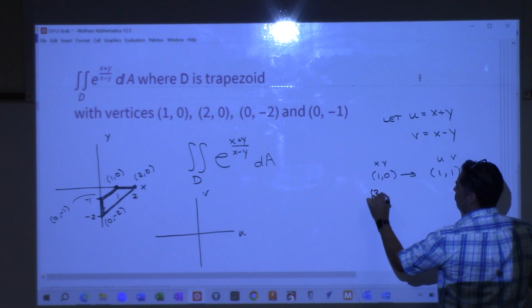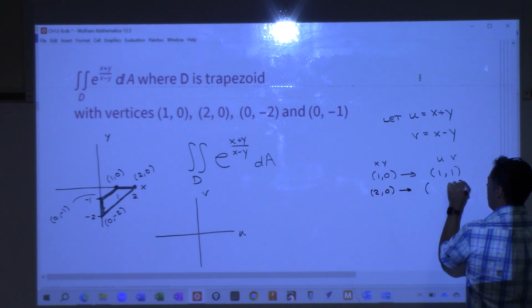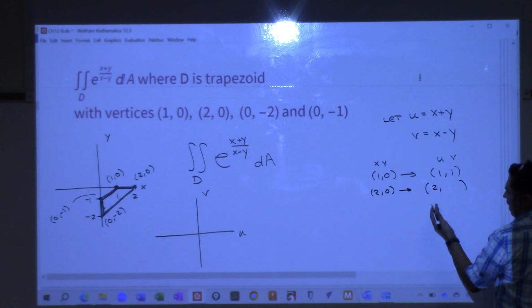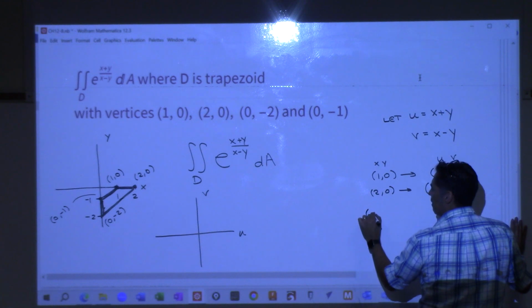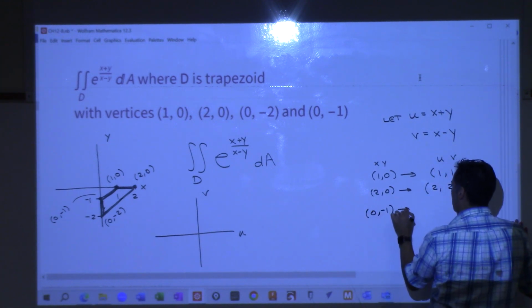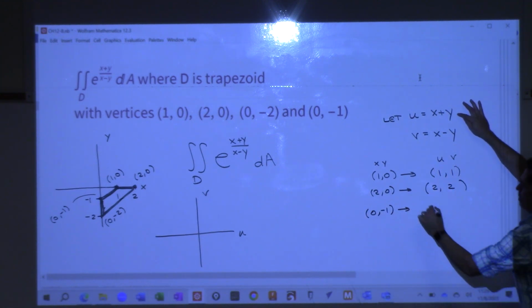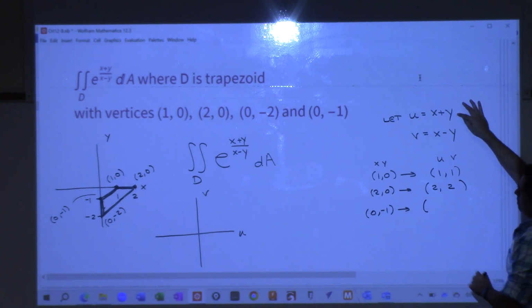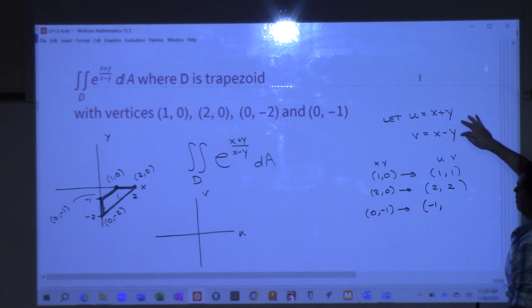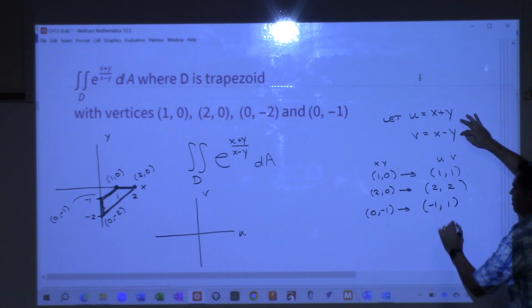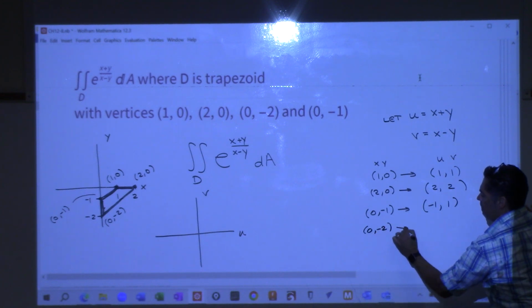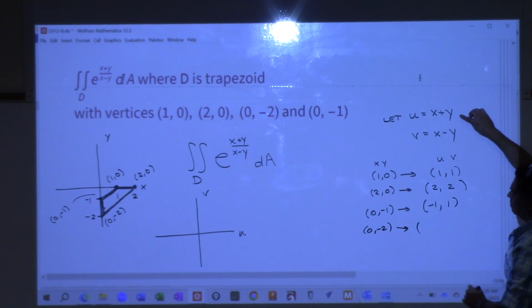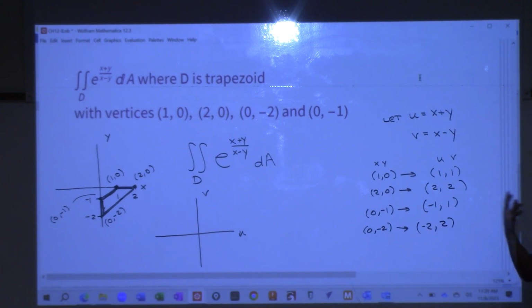Okay, now let's take 2, 0. Where does that go to? 2 for the x, and then the y goes to 2. 2, 2. All right, now let's take 0, negative 1. So what happens for this one? Negative 1. And then our v is positive 1. And then 0, negative 2. So our u is negative 2 and our v is 2. Okay, everyone understand we're just switching those over?